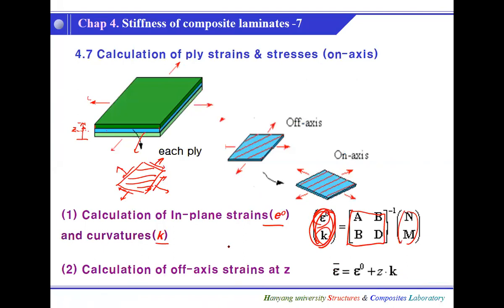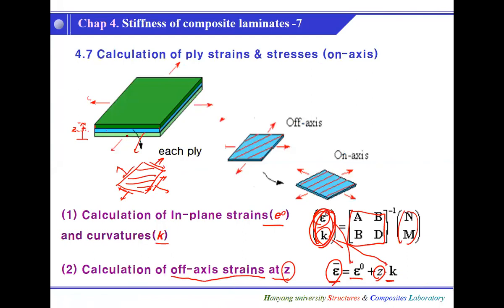That is a step calculation of all the on-axis strain at Z. So the ply is located at Z, and how do we calculate the strain? This is the strain, and this is from here and there. So Z is the location of this ply. So this is how we calculate the ply strain.